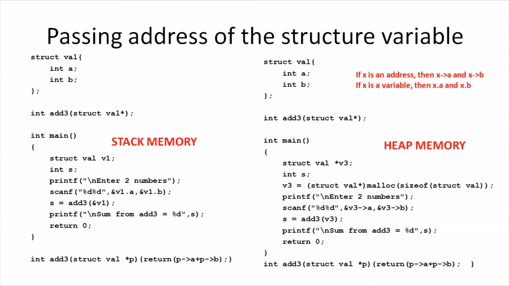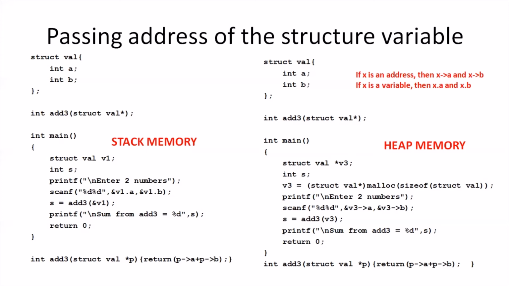Since we are accessing the structure members using the address that is stored in the variable p, we use the arrow operator here to access the variables. Therefore, in order to perform the sum, we write p arrow a plus p arrow b. Finally, the sum, which is again an integer value, is returned back to the main function and is stored in the variable s, which is then displayed to the user.